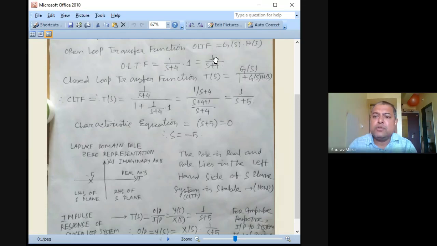For this closed loop transfer function, we will find out all this: impulse response, step response, then stability, and then the pole position. All these things we will be finding. So CLTF is equal to G(s), given as 1 by s plus 4, over 1 plus G(s) into H(s). The same thing will be asked in numericals also. Everything I'm teaching is applicable everywhere. Don't think the lab is different and theory is different. Whatever I'm teaching in the lab, the same concepts will be used in the theory.